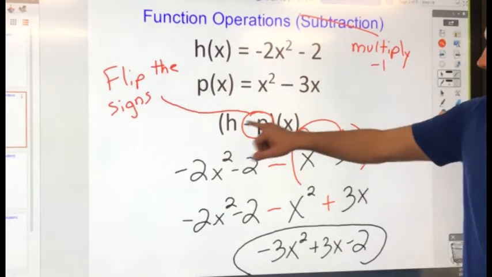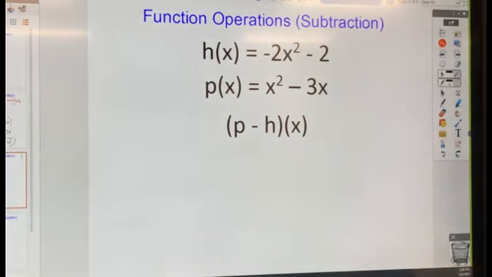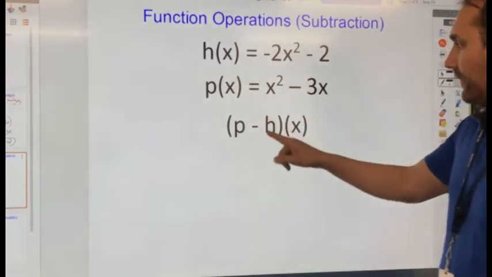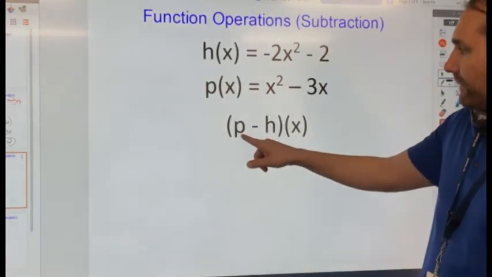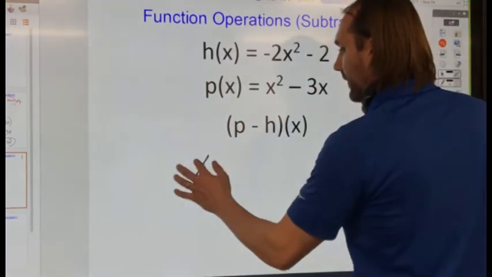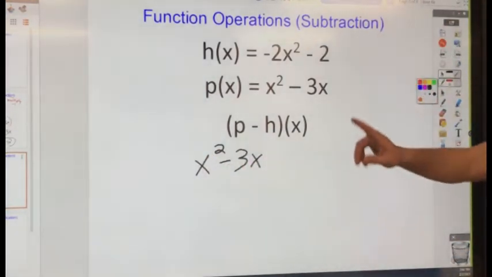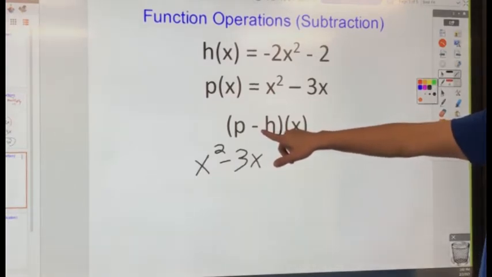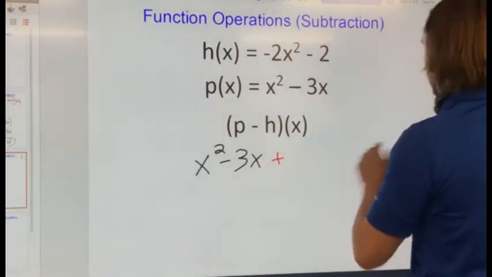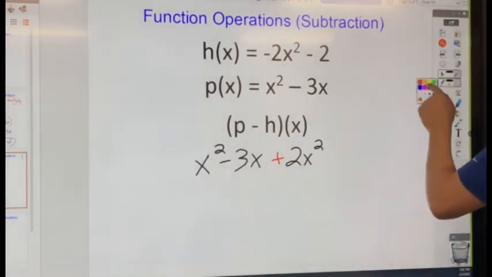Where I subtracted p from h, while I take attendance, I want you to go ahead and subtract h from p. Same functions, but subtract h from p. Am I changing anything with my function p? No. So I'm keeping it as x squared minus 3x. Now h, on the other hand, has the subtraction in front of it, so what am I doing to h? Flip the signs. So where I have a negative 2x squared, I have a positive 2x squared. And where I had a negative 2, I now have a positive 2.